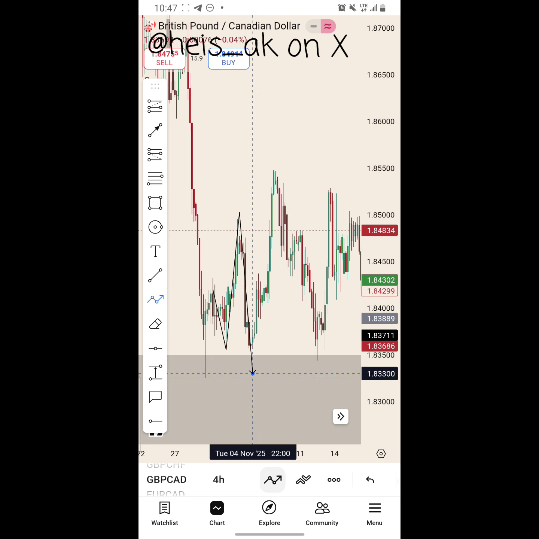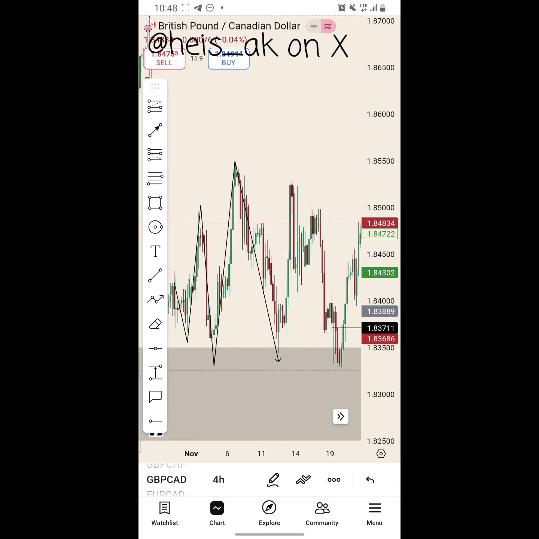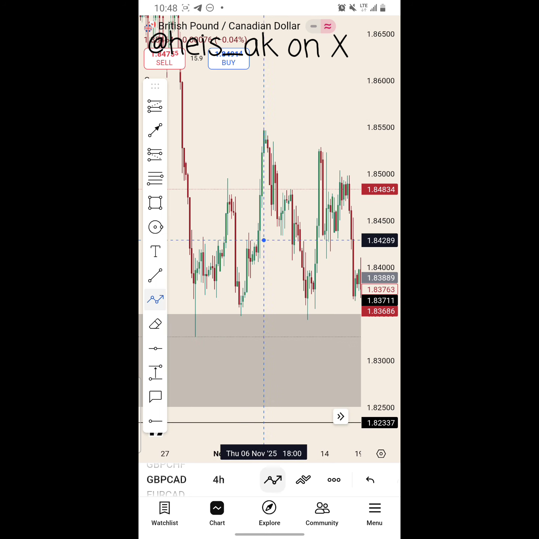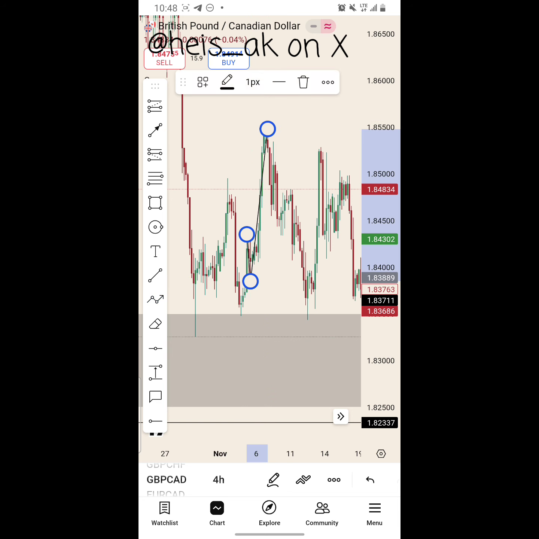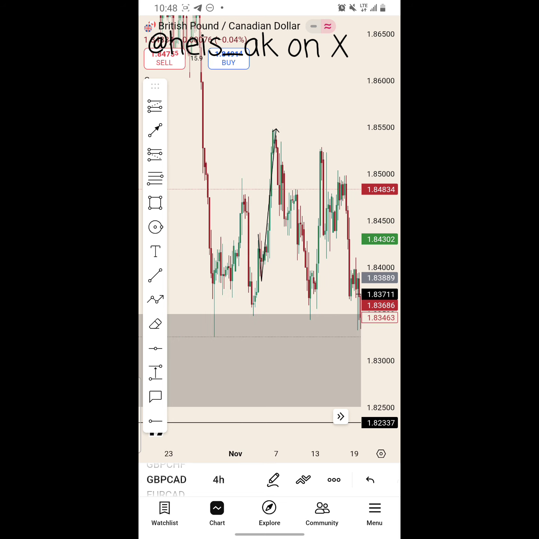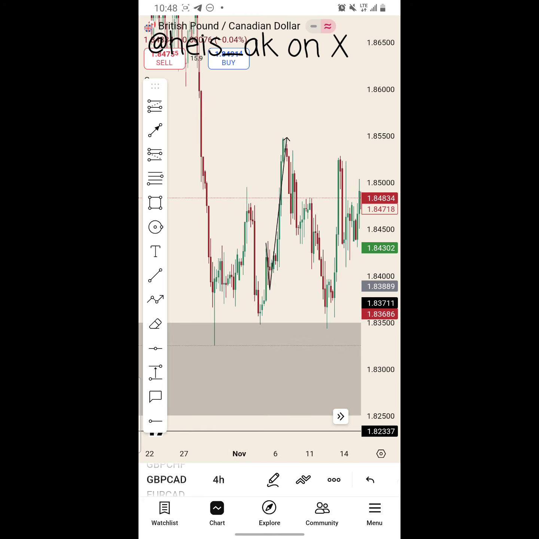Price gave us a sweep of this low, a break of structure, right? Now I want to remind you that before this break of structure, price happened to provide something that looked like liquidity here. Actually, on 4 hour time frame, this is liquidity, right? So it's liquidity before the break of structure. What most of you guys call, I think, type B. So this is liquidity before the break of structure.